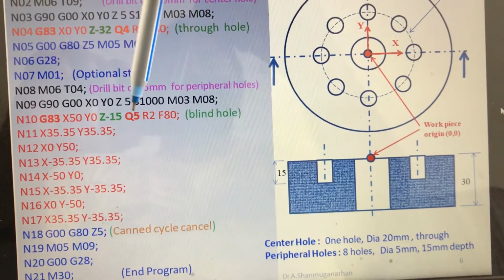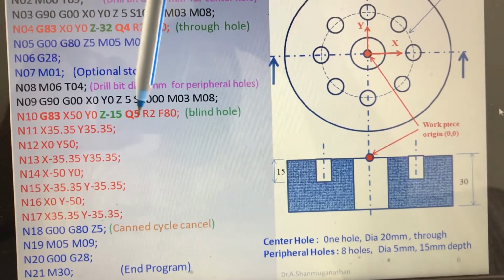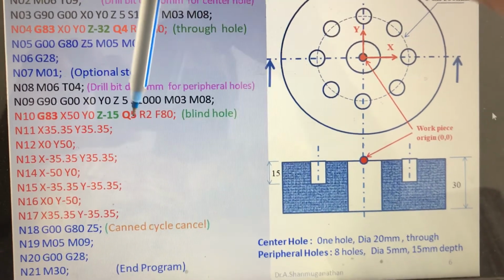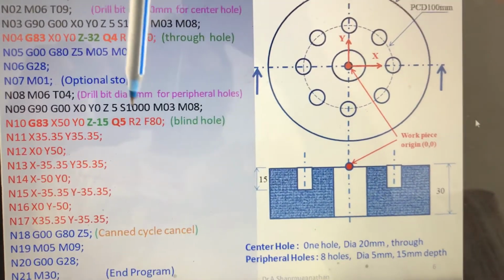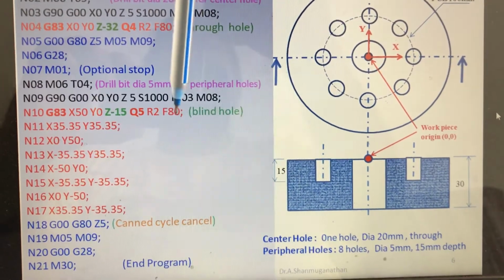I want 15, so I have chosen 5. You can choose 3 also, 3, 3, 3, 3, 5 times. I have taken 5, so 3 times is enough. Every time it repeats to repeat point 2 and takes the feed value.